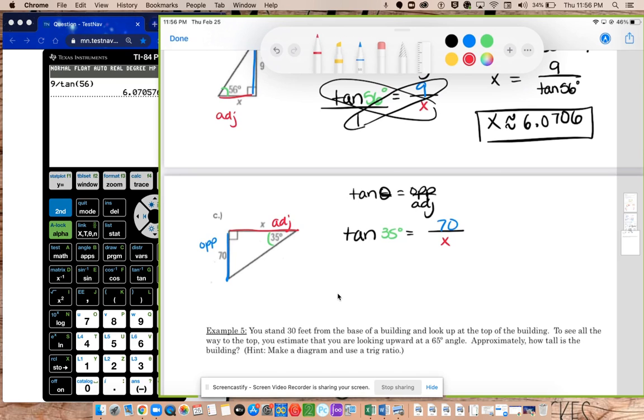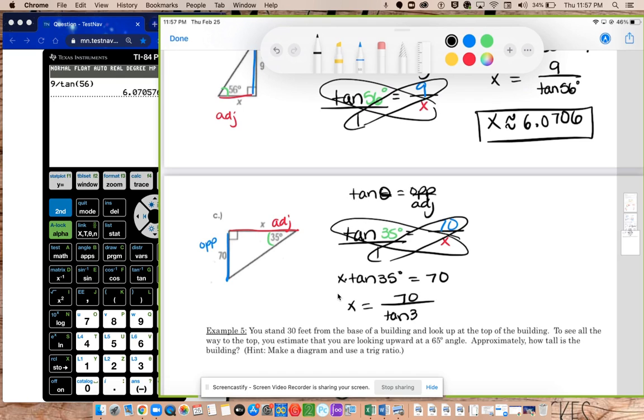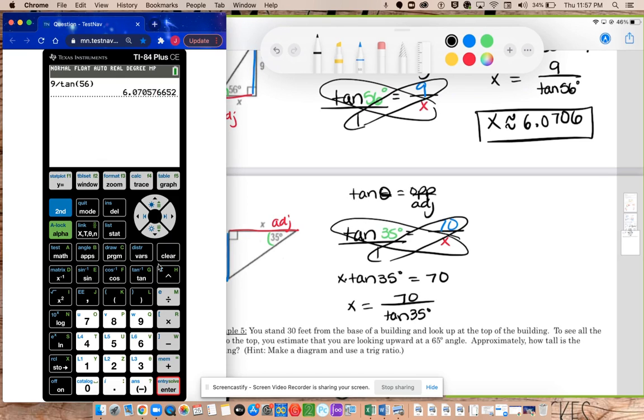Okay. So again, we have the variable in the denominator, so we want to think of this as a fraction so we can cross multiply. So that's x times tan of 35 is equal to 1 times 70, which is 70, and we'll divide by tan to get x by itself. So 70 divided by tangent of 35. And again, we'll go to the calculator. 70 divided by tan of 35. And that'll give us about 99.9704.